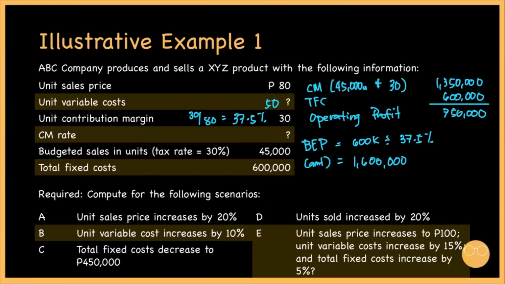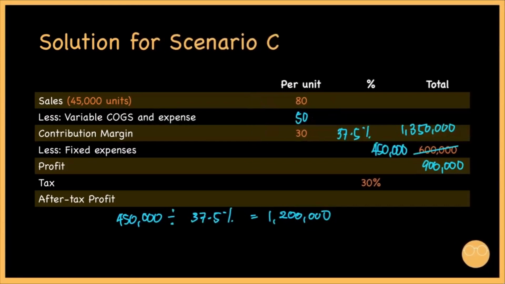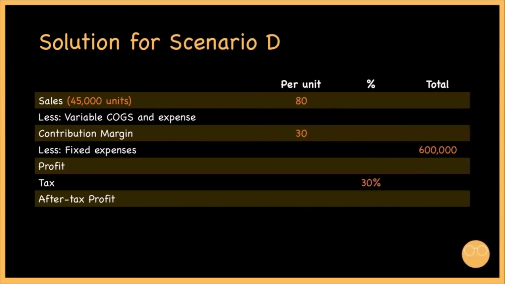Let's compute for scenario D. The units sold increased by 20%. So meaning to say, the 45,000 here will be multiplied by 120%, and that will be 54,000 units. So everything else will be equal. So let's put a 50 here. It's 37.5%. Then our total contribution margin is 54,000 units multiplied by 30. That will give us 1,620,000. Then our operating profit before tax is 1,020,000.